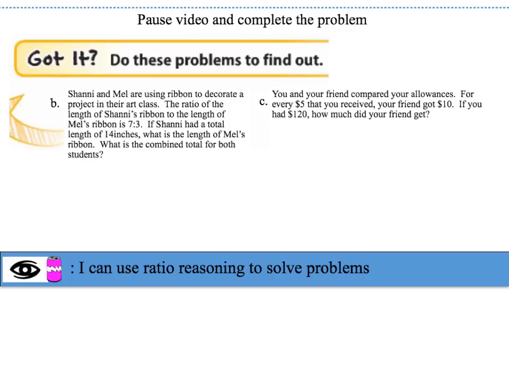So go ahead and pause the video and complete these Got It problems, and then we will discuss the answers in class tomorrow. Notice there are 2 Got It problems here. Here's Got It problem B and Got It problem C.